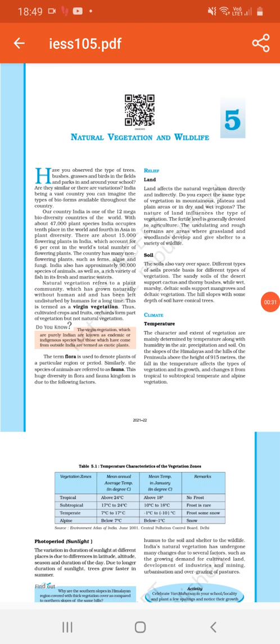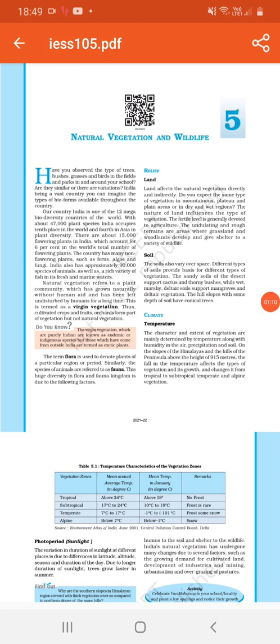So, students, India is a big country, and being a vast country, we can imagine the types of life forms available throughout the country. India is one of the 12 mega biodiversity countries of the world with about 47,000 plant species. India occupies 10th place in the world and 4th in Asia in plant diversity. There are about 15,000 flowering plants in India, which account for 6% of the world. India also has approximately 90,000 species of animals as well as a rich variety of fish in its fresh and marine water.